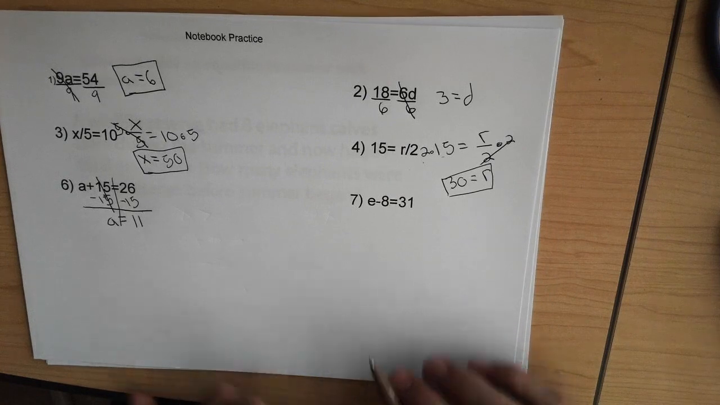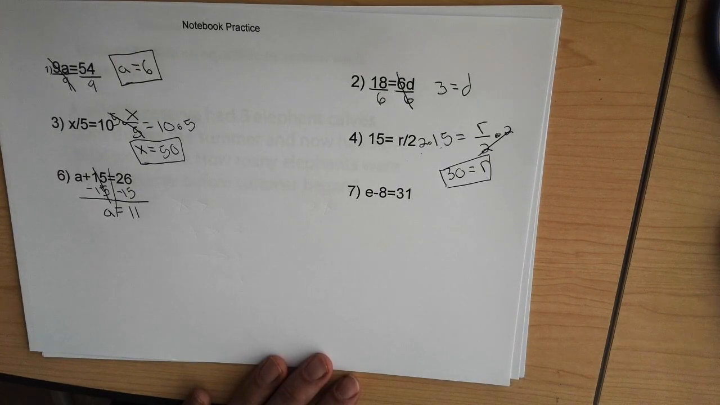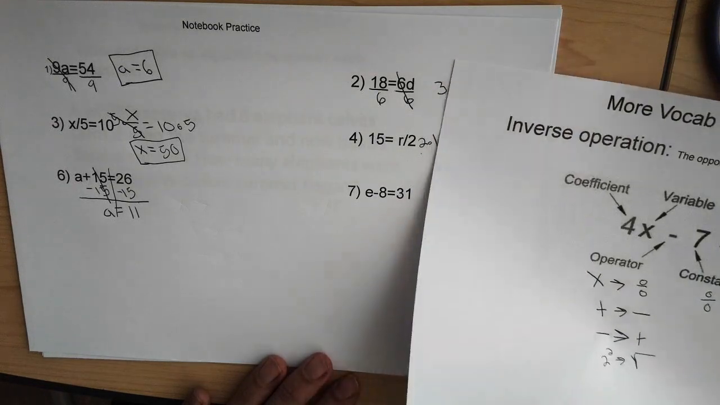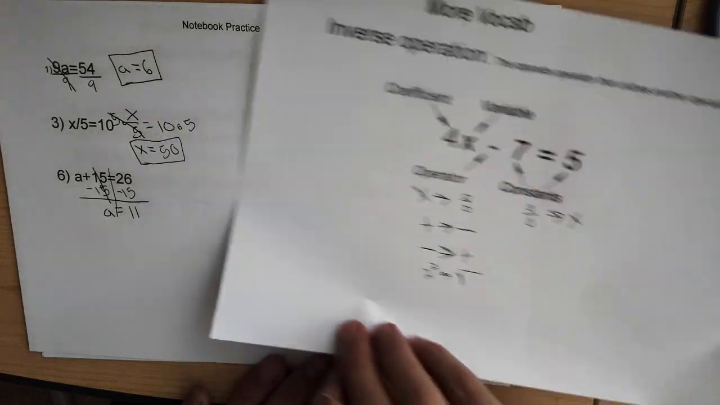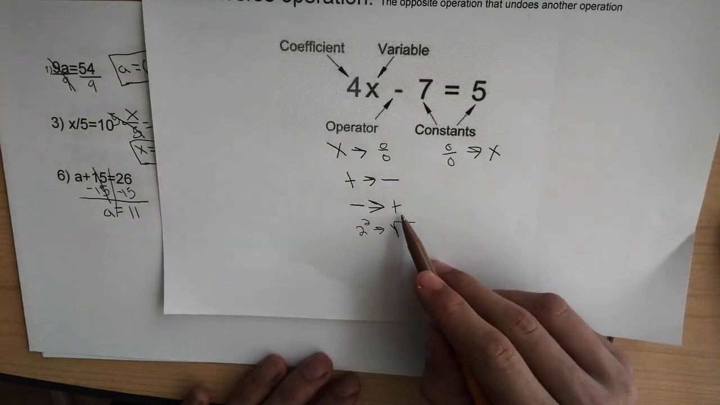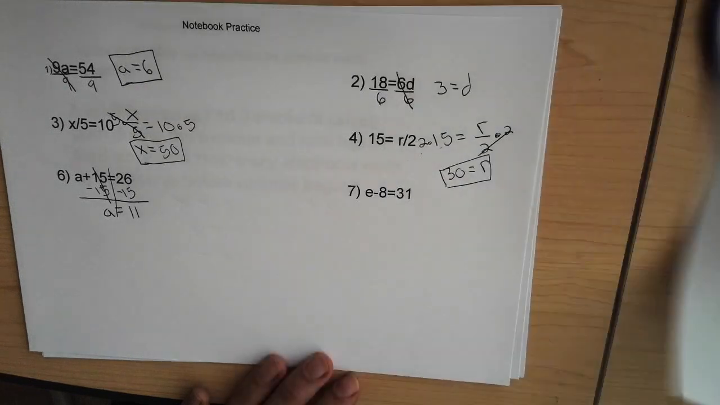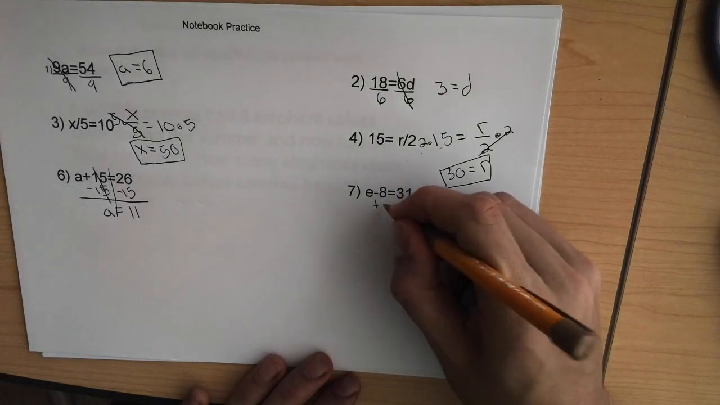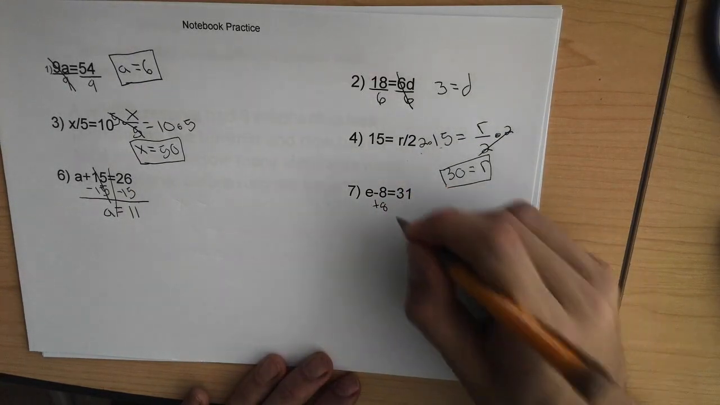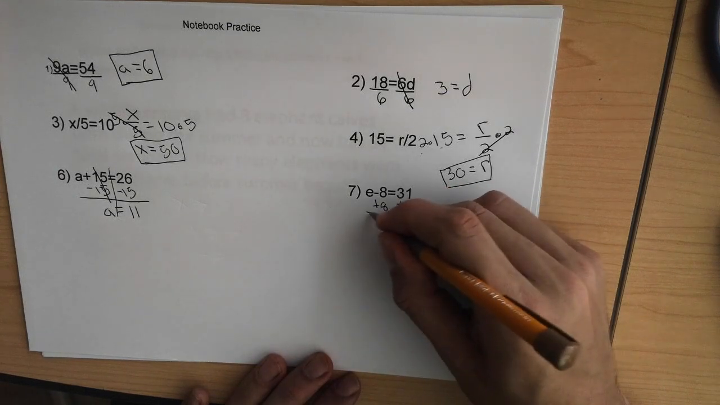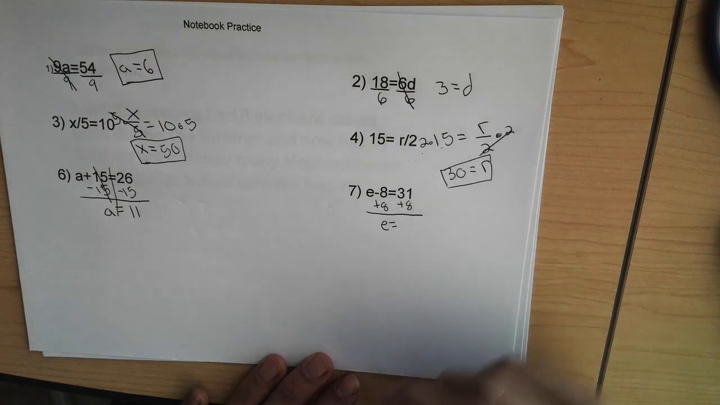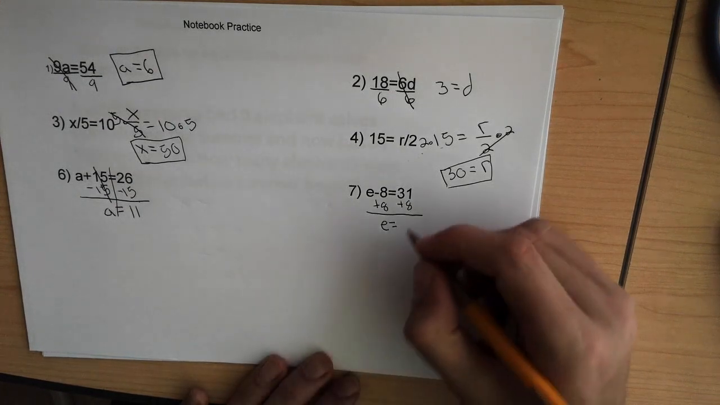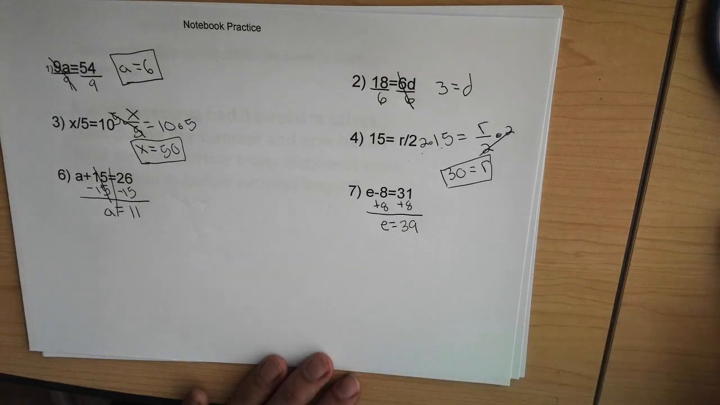Number 7. Try this one on your own. E minus 8 equals 31. So I have a minus, so the opposite operation is going to be addition. So I do plus 8 on the left side, plus 8 on the right side. 31 plus 8 is 39.